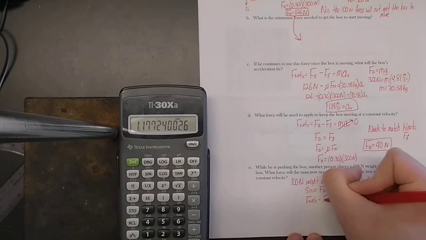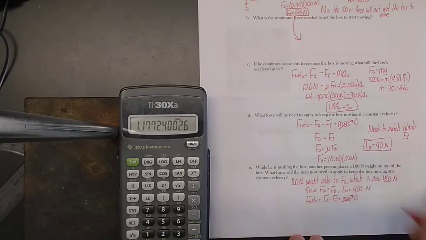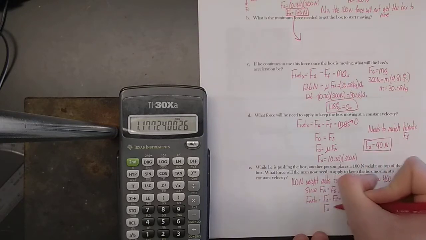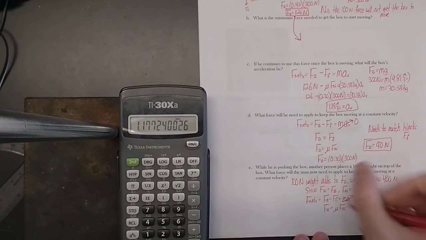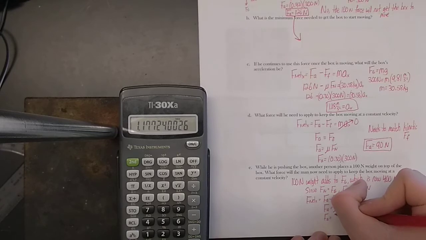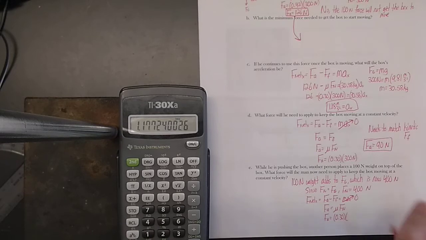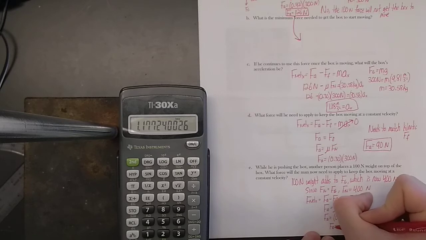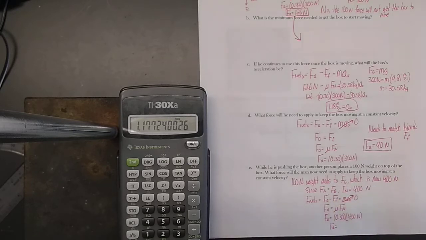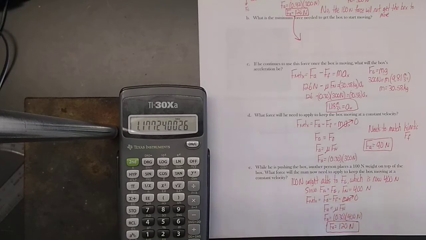F net x equals Fa minus Ff equals max. We still want to keep it moving at a constant velocity, which means our applied force is equal to the force of friction, which is equal to mu Fn. Mu is 0.30. The normal force, since we added some weight, is now 400 newtons. The applied force needed to keep this object moving at a constant velocity has increased because that normal force has increased. The applied force now necessary is 120 newtons.